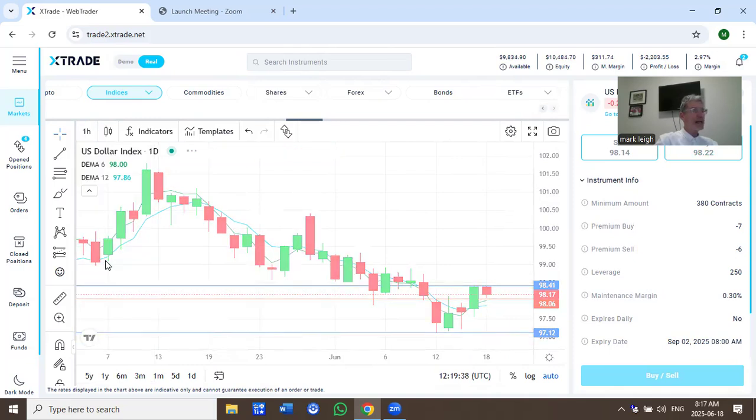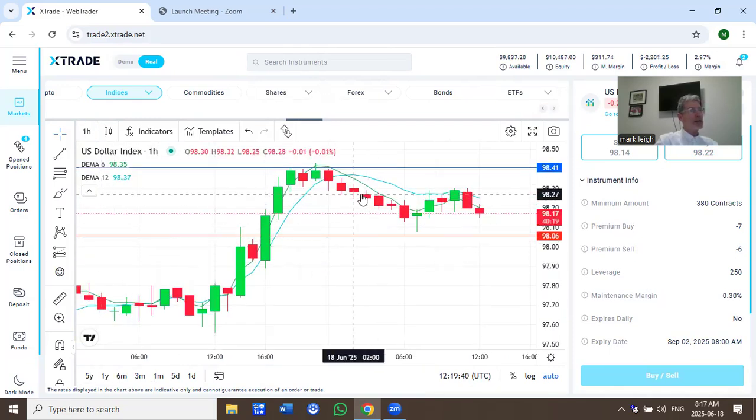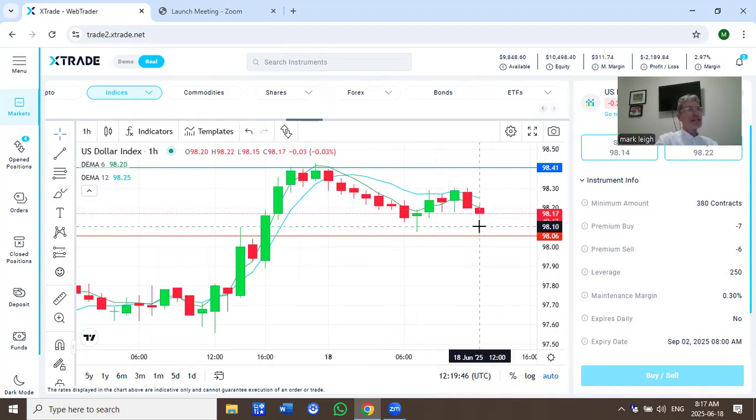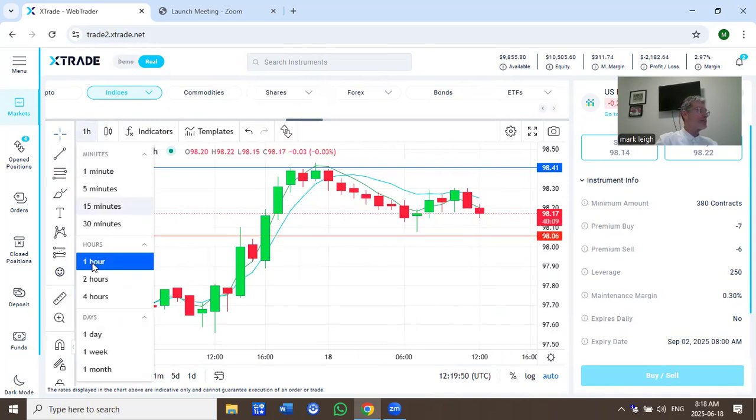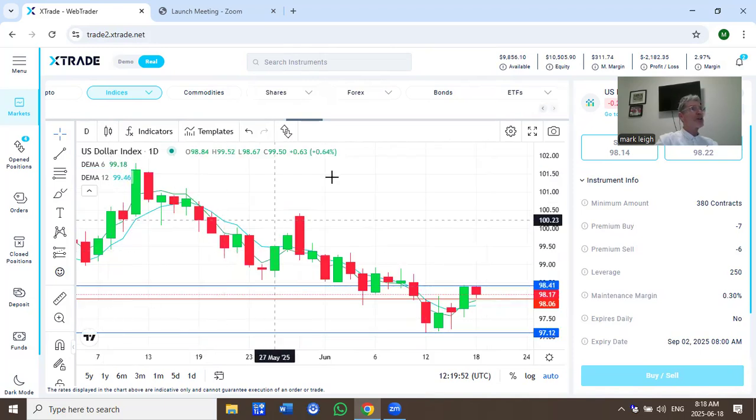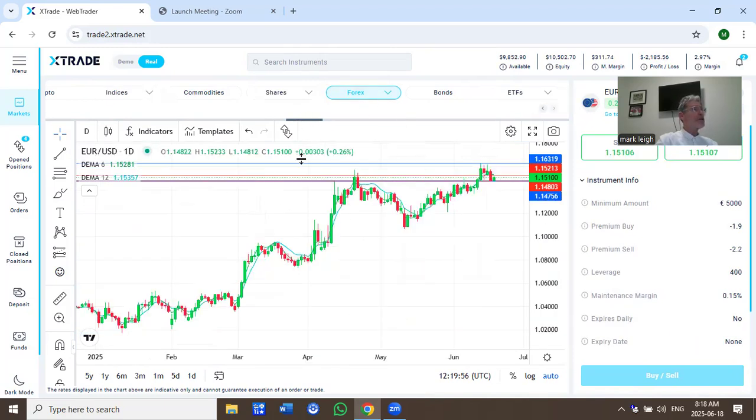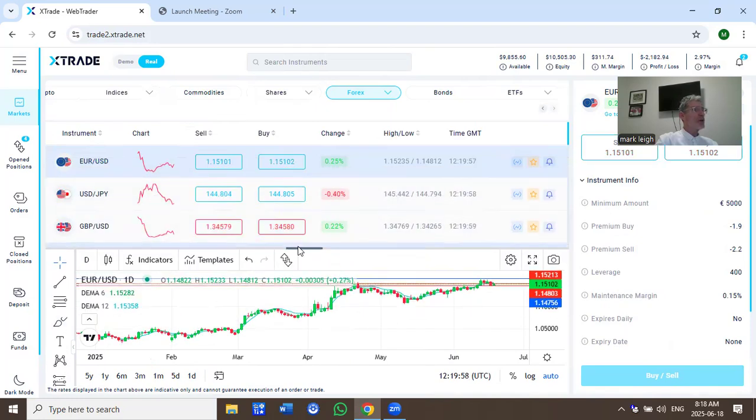Let's zoom in on that hourly. Did fight its way back, but once again, US dollar weakness as we enter the US session, and sellers will be looking at this 98.06 support area. Let's have a look at how the majors are shaping up, starting with the Euro US.